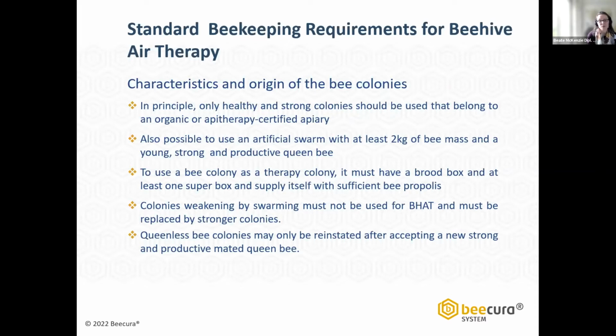So you want to make sure that the hive is in the best shape possible. And if you have a hive where the queen has just left with some of her worker bees, then you want to make sure that that queen is replaced and that the queen that you put in is young, productive, mated, and is ready to go, and the bees accepted that queen into the hive.